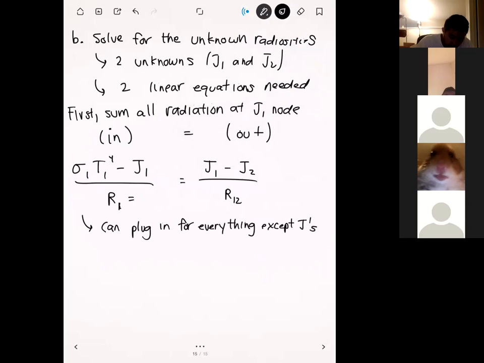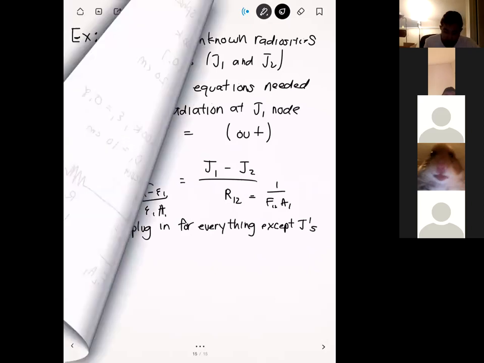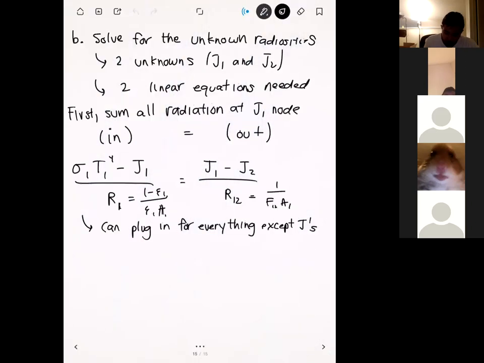Because we know that R1 right here is (1 minus epsilon 1) divided by (epsilon 1 A1). And R12 here is 1 divided by (F12 A1). So let's go ahead and compute A1 and F12 here, because those are still unknowns. We know epsilon 1 is given in the problem as 0.8, I believe. So the only thing we need here is the area, and the area here is going to be the surface area of the sphere.